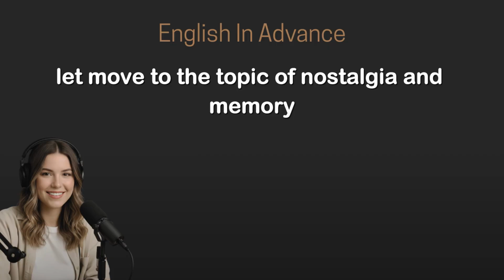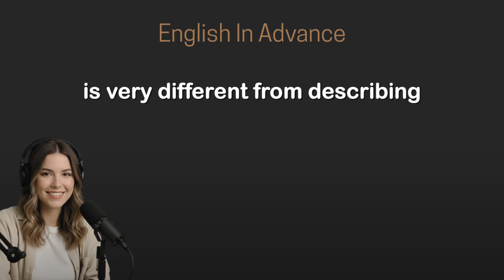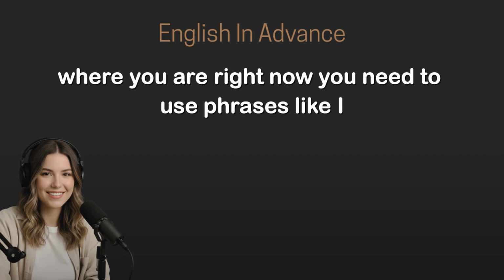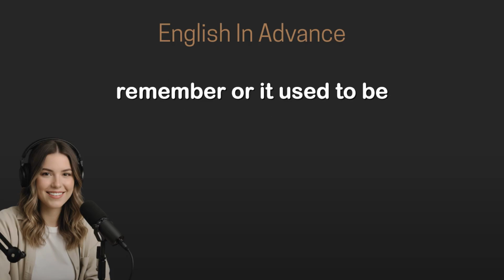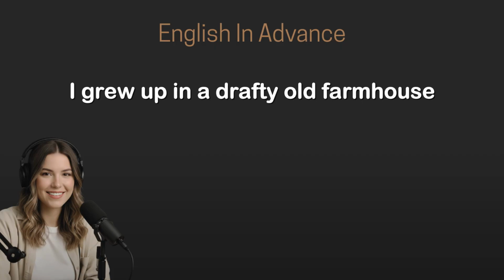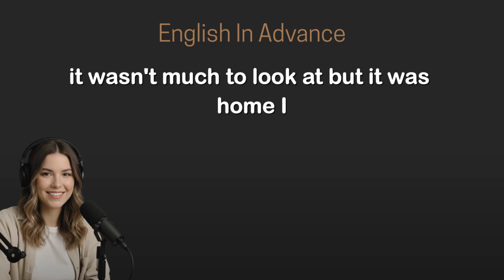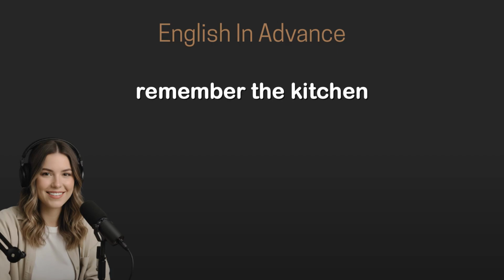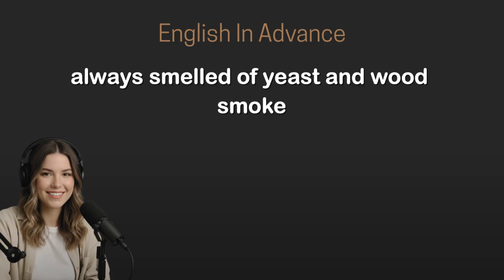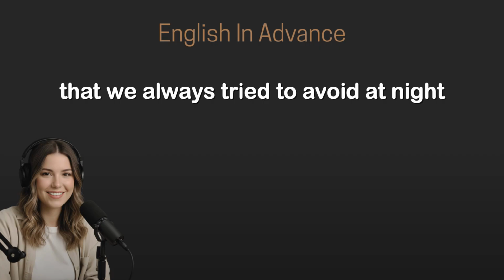Let's move to the topic of nostalgia and memory. Describing a place from your past is very different from describing where you are right now. You need to use phrases like, I remember, or it used to be. Let's describe a childhood home. I grew up in a drafty old farmhouse. Drafty means cold air came in through the cracks. It wasn't much to look at, but it was home. I remember the kitchen always smelled of yeast and wood smoke. There was a squeaky floorboard in the hallway that we always tried to avoid at night.